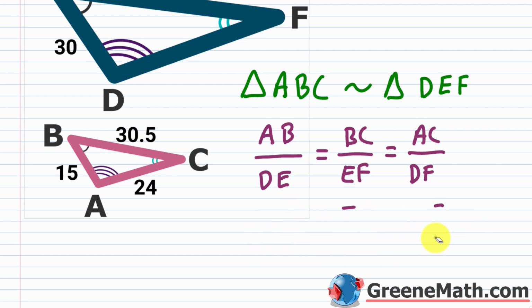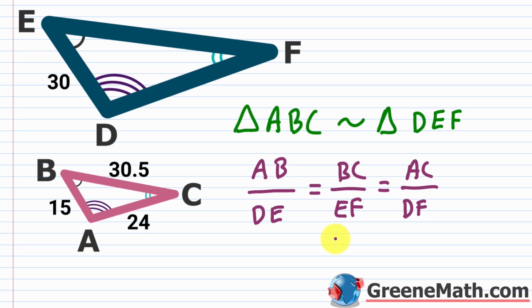So I'm just going to keep it like this, and I'm just going to replace what I can. For the length of this side AB, it's 15. So I'm just going to replace this with 15. For the length of the side DE, it's 30. So I'm going to replace that with 30. Now, 15 over 30 is 1/2. So let's just simplify that and say it's a half. Now, for the length of the side BC, it's 30.5. So let me put that in. And then for the length of the side EF, that's an unknown, right? So we don't know the length of that side. And then for the length of the side AC, that's 24. So this is 24. And for the length of the side DF, that is unknown.